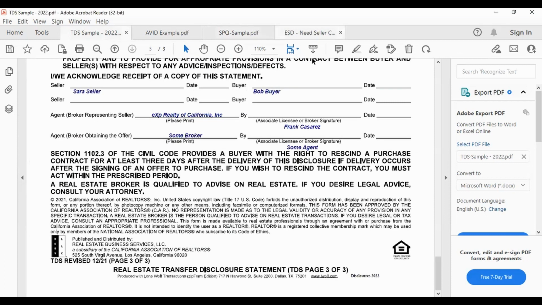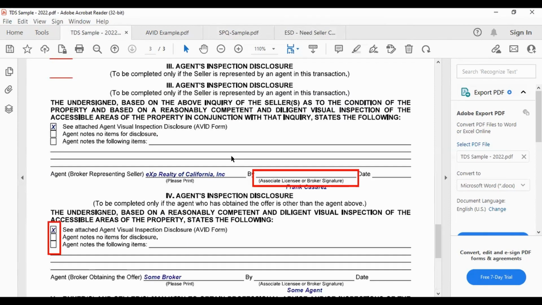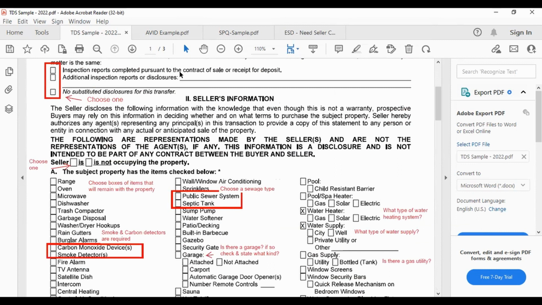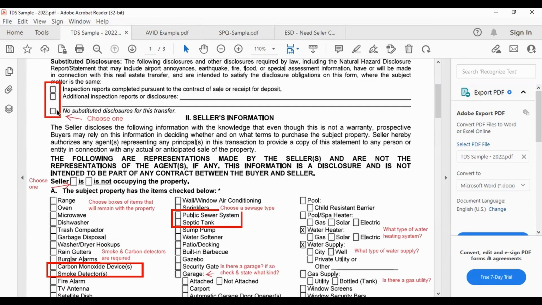Yes. About the first document, the real estate transfer disclosure. Yeah, those 3 boxes in there. Like if I was selling my house, I would not know how to answer those. So can you explain a little bit?